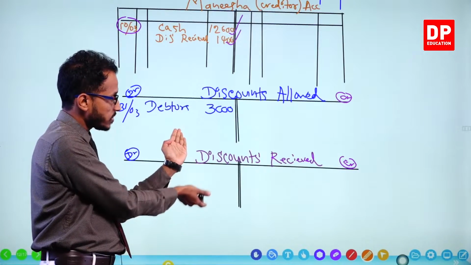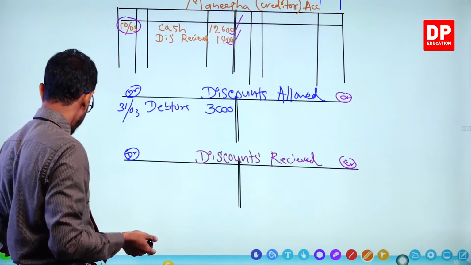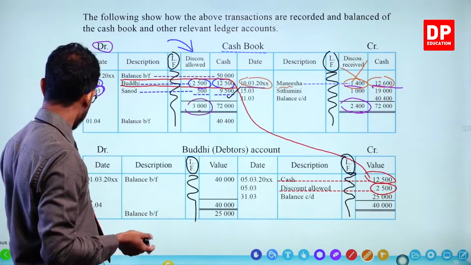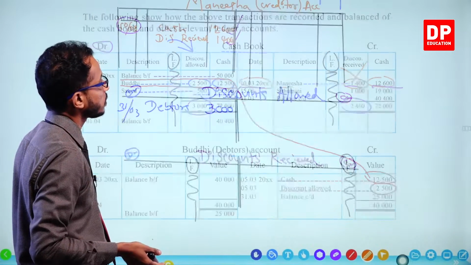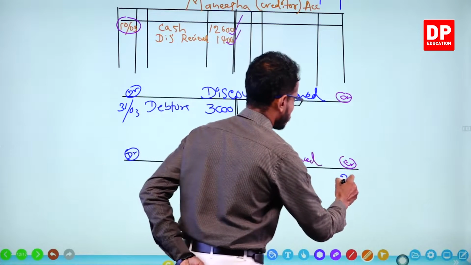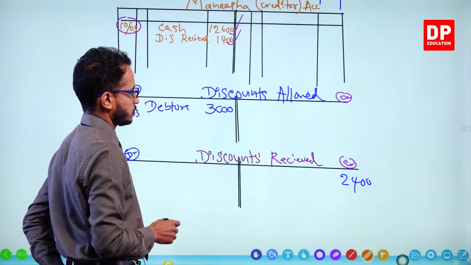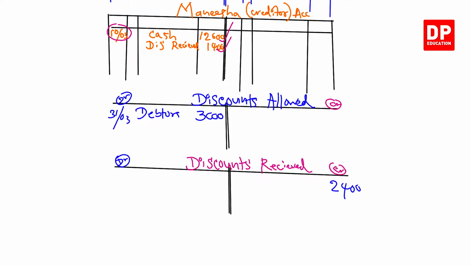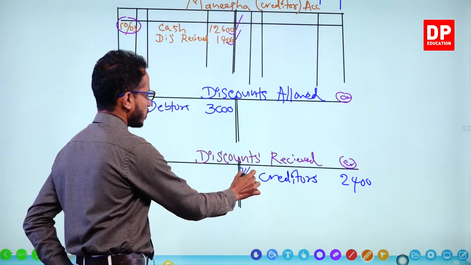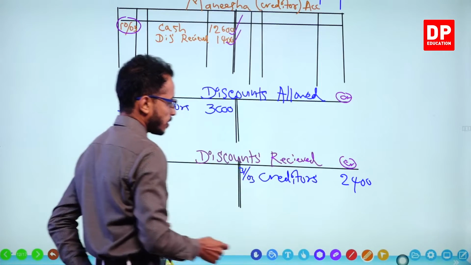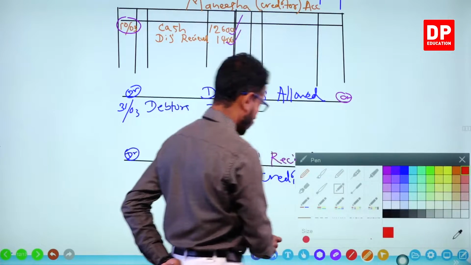And then now we have the discount received account. We should go to the discount received column. Column total is 2,400. That's it. We can write creditors as the description. And remember, the transferring of totals is always done at the last date of the month.